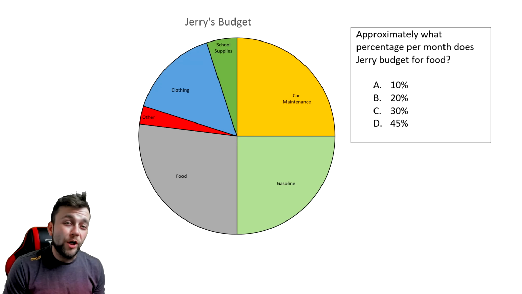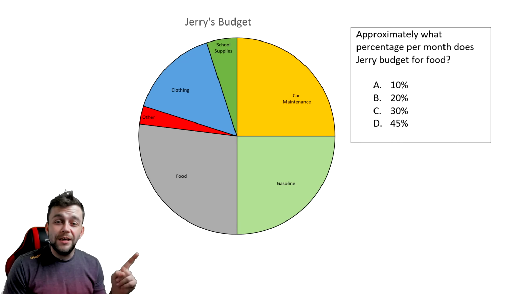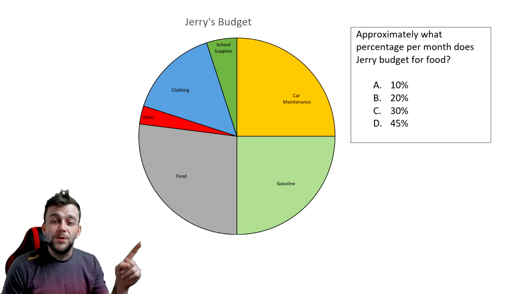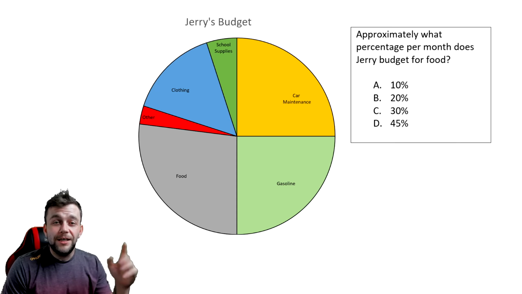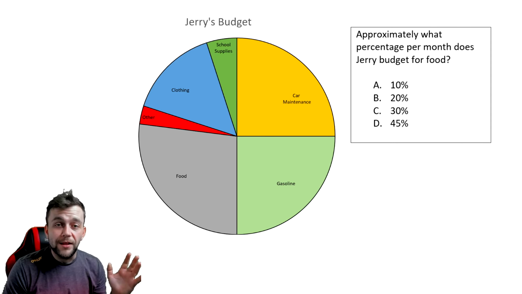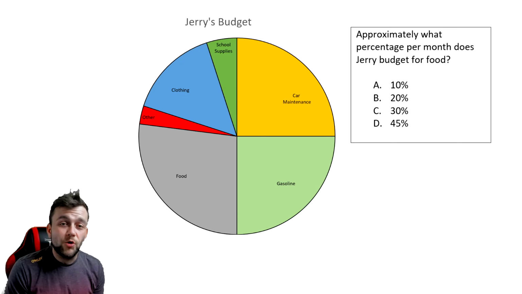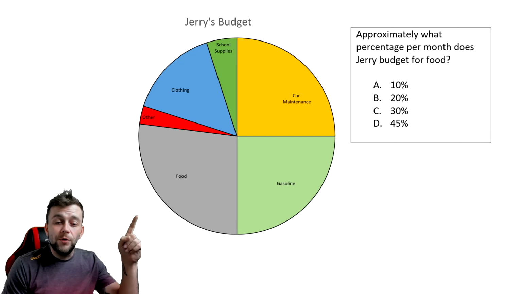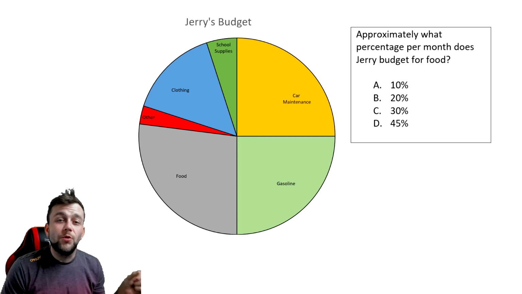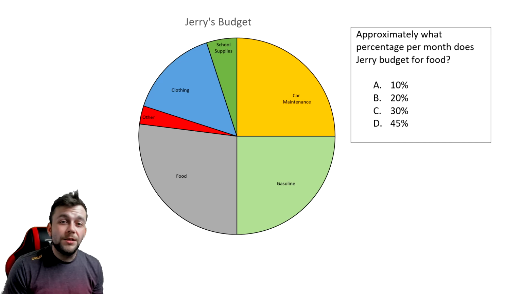Here we have our first question relating to a circle graph, and it says approximately how much per month does Jerry budget for food? We can see here that food is the largest out of all of the groups. Car maintenance and gasoline take up about half when they're added together, which means each one takes up about 25%. And food takes up just a little bit more than 25%. So which answer is it? Is it A, 10%, B, 20%, C, 30%, or D, 45%?